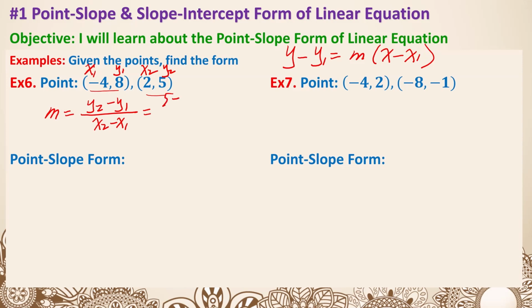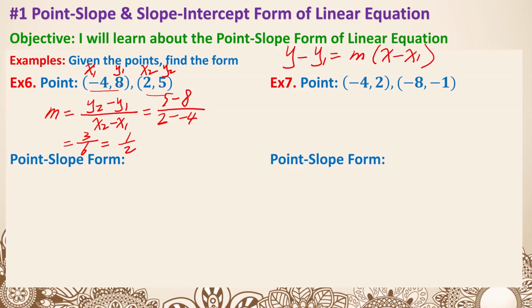Which is going to be 5 minus 8 on the top. That's my y2 minus y1. As for the bottom, x2 minus x1, don't forget to keep the negative. It's subtracting a negative 4. So I get a negative 3 on the top, and the bottom becomes 2 plus 4, which is a 6. And that simplifies to negative 1/2.